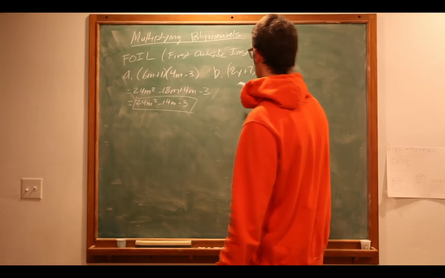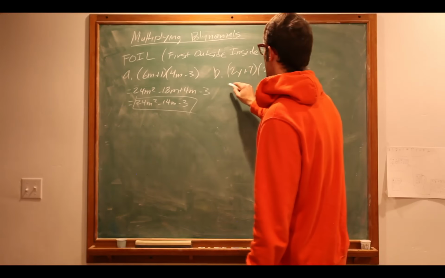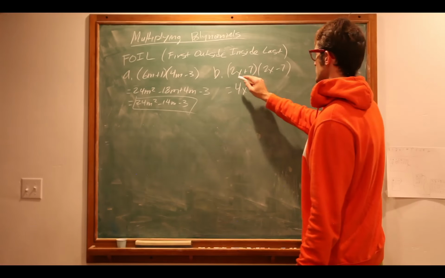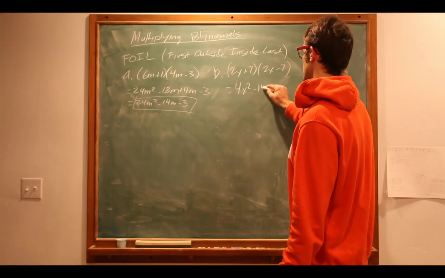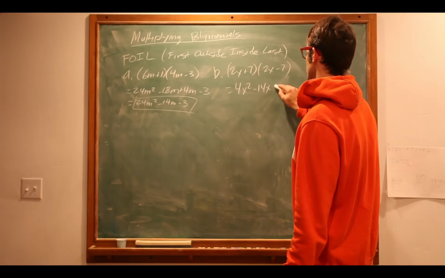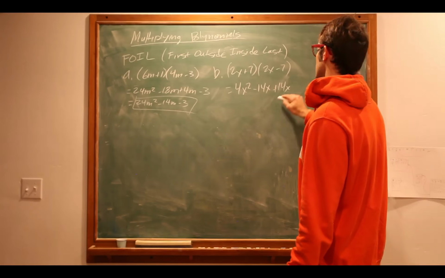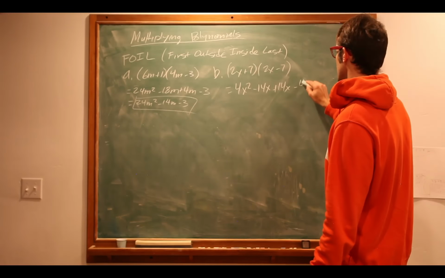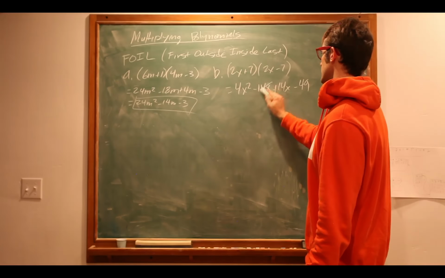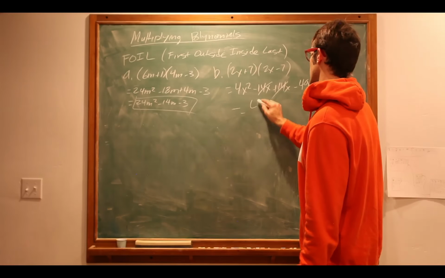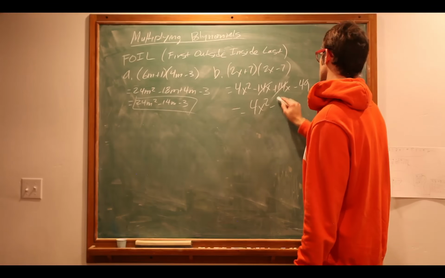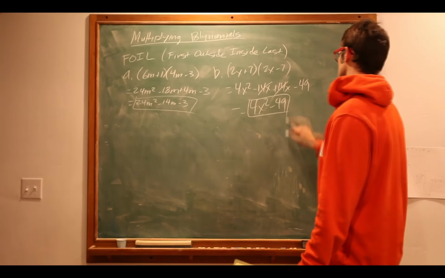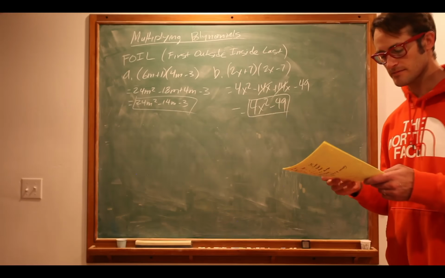Okay, so first 2x times 2x is equal to 4x squared, outside minus 14x, inside plus 14x, and then minus 49. But look, these cancel, so you get 4x squared minus 49. And that is a beautiful thing.